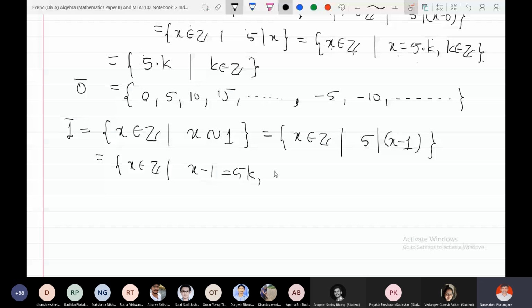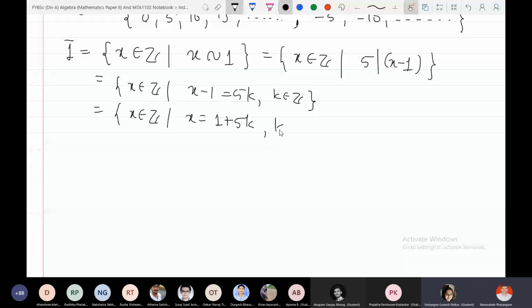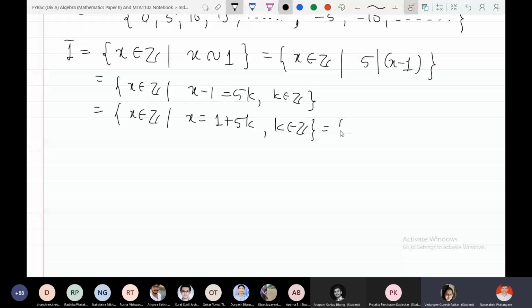Right. So just a very straightforward procedure. Go step by step. You can clearly see the class: x is equal to 1 plus 5k. And simply, what is this set? 1 plus 5k, k belongs to Z. Just vary k, and you will get all the elements which are related to 1. Therefore, can you tell me the precise elements?